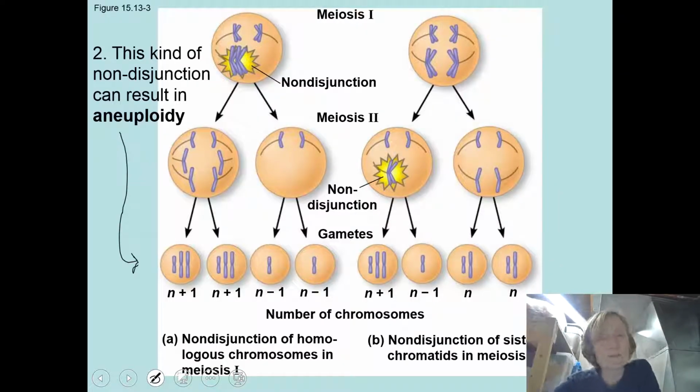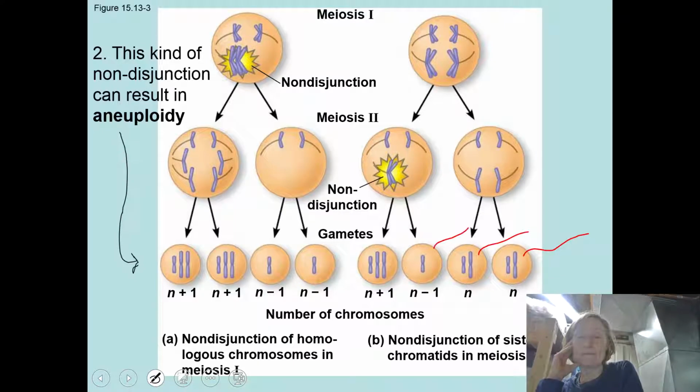This is a picture of non-disjunction happening in two cells going through meiosis to make gametes. So these are our gametes down here, okay? Let's make them into sperm. So non-disjunction can result in an aneuploidy, a small change in chromosome number. And here's our picture of non-disjunction.